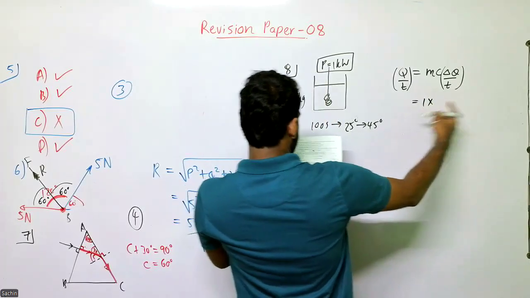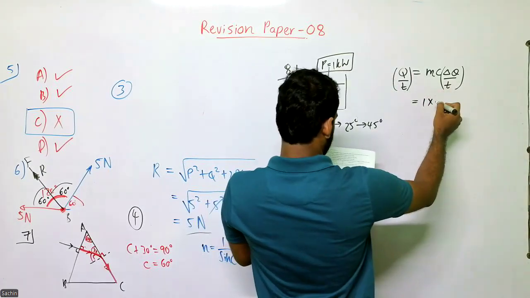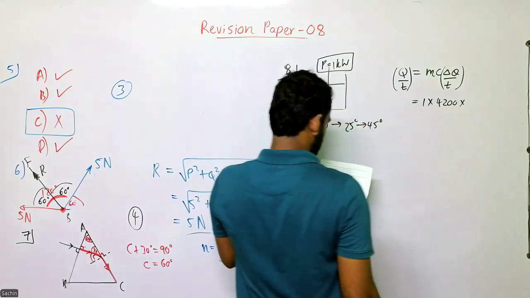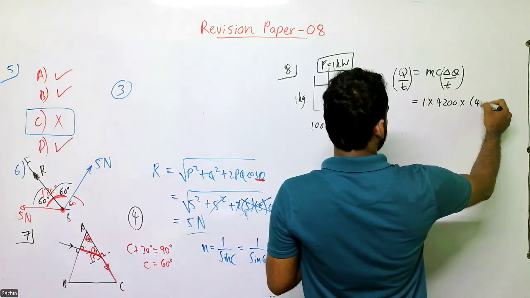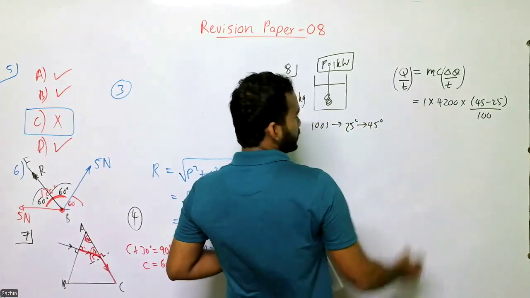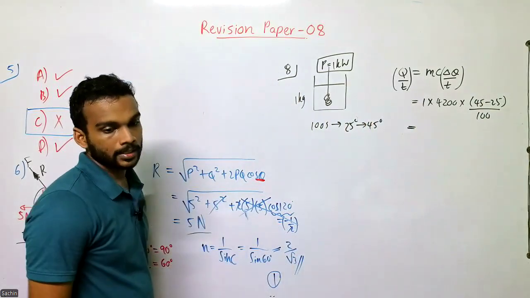So mass is 1, specific heat capacity 4200, and then the temperature change was 45 minus 25, divided by time, which is 100. By this you can calculate the amount of heat which is consumed by water.